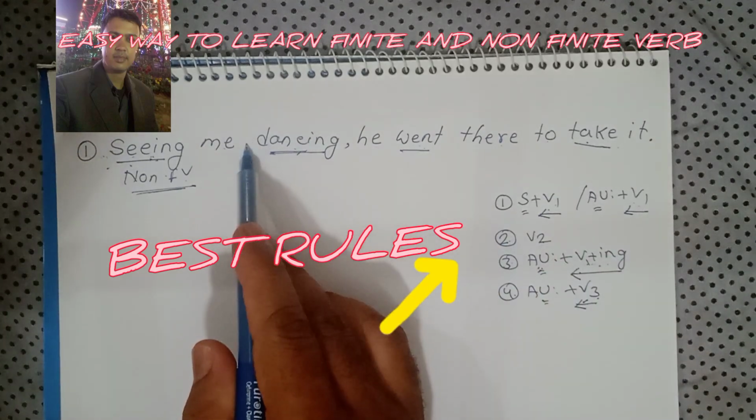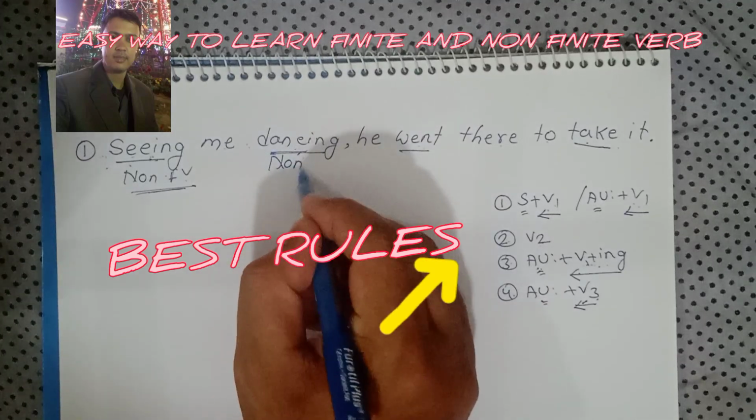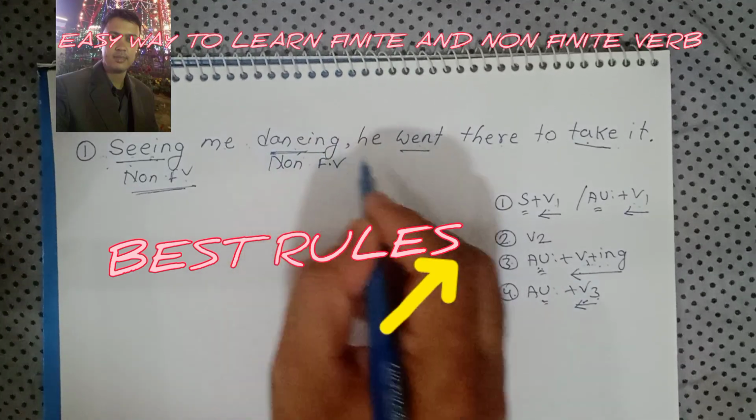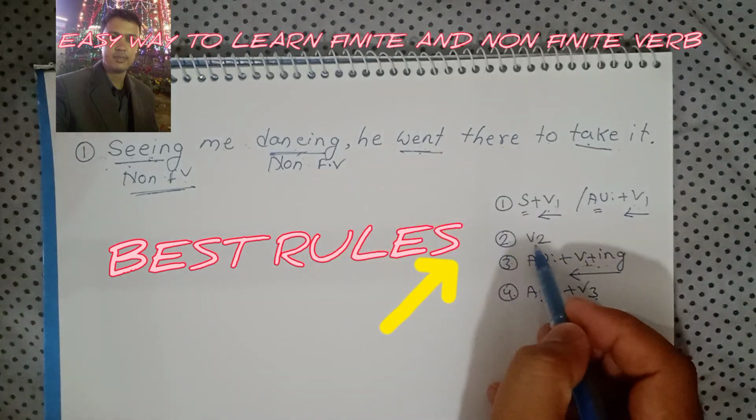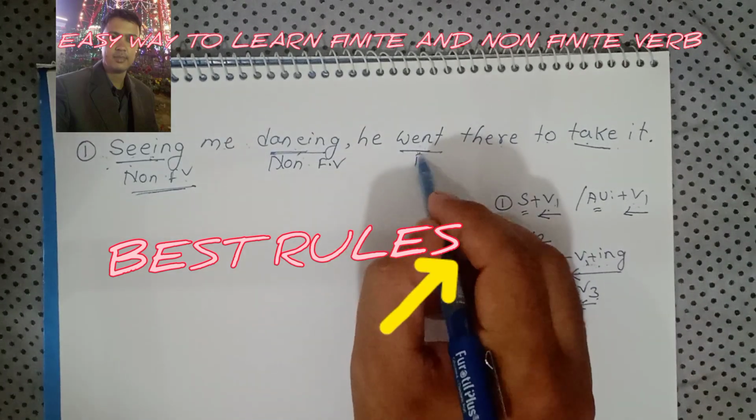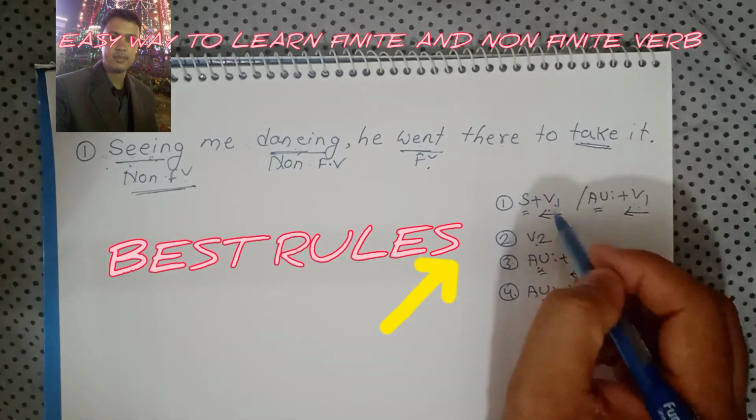If you find any auxiliary verbs before the verb containing ing, then the verb will be finite, but there is no auxiliary verb. That's why it has become a non-finite verb. Then went. Went is a verb, the principal verb. That's why went is always a finite verb.